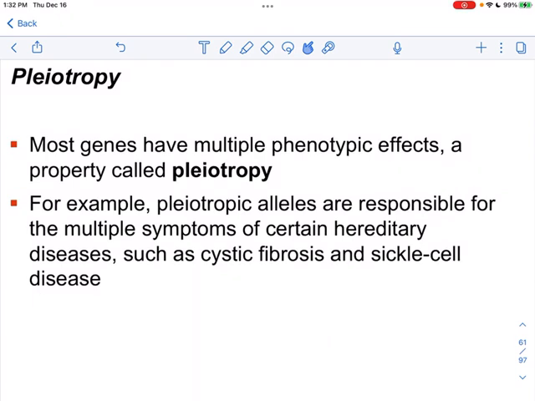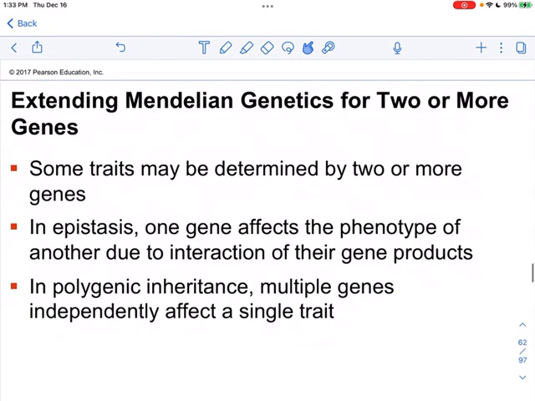Pleiotropy is when genes have multiple phenotypic effects. And this is far more common than we ever imagined even 20 years ago. So pleiotropic alleles are responsible for multiple symptoms of certain hereditary diseases like cystic fibrosis and sickle cell disease, and we're going to talk about both of those. So it's one gene that causes these particular hereditary diseases, but that one gene ends up producing multiple different symptoms, multiple different phenotypes from that one gene. So we call that pleiotropy.